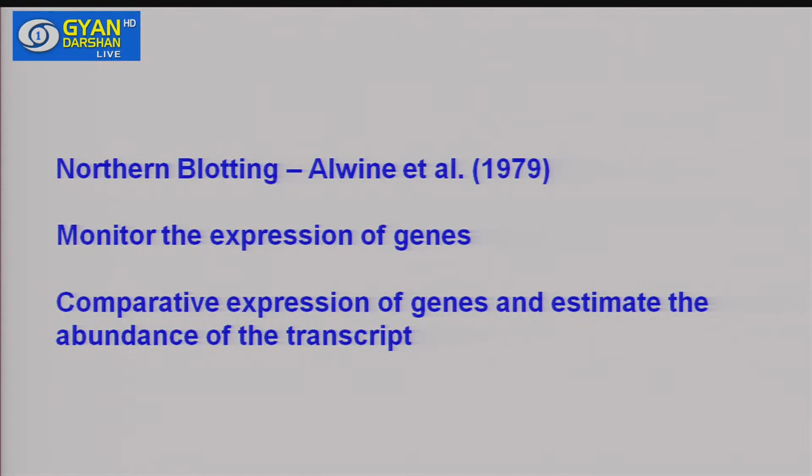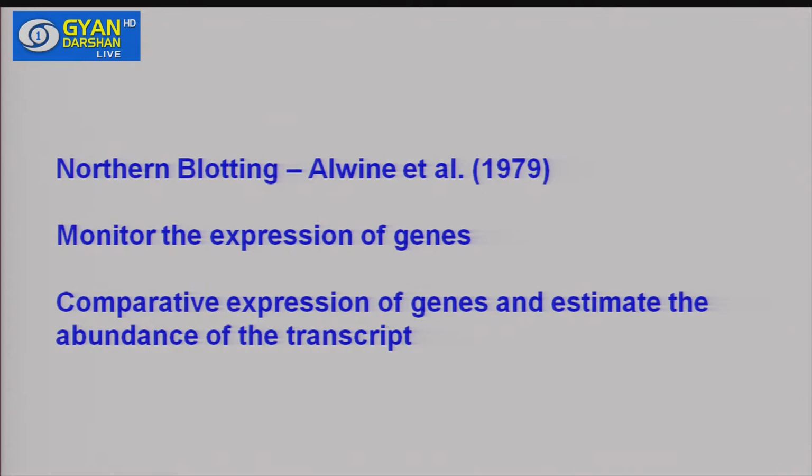Next we come to northern blotting. The northern blotting experiment, technique-wise, is basically the same as Southern blotting. The only difference is that in northern blotting we use this technique in order to monitor the expression of a gene. That is the second step. Once you construct the transgenic plant, you need to find out whether the transcript is being generated, whether the gene is being expressed. For that you go for northern blotting. This was a technique which was discovered by Alwine in 1979.